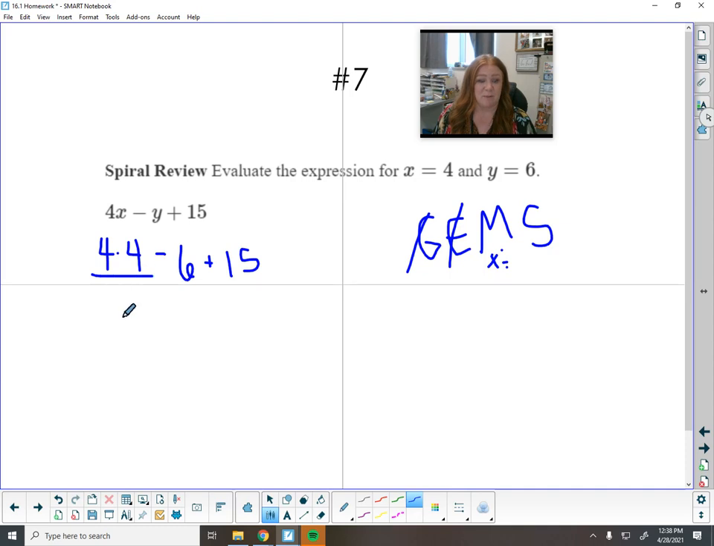So here's our first problem. And then we'll do that, bring everything else down. Then we'll finish adding and subtracting that problem.